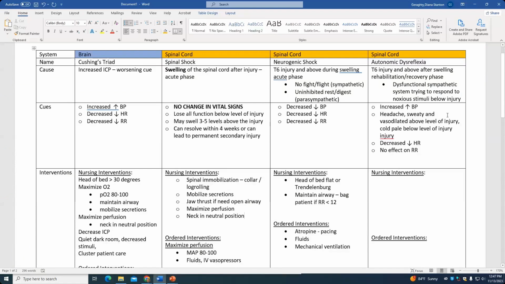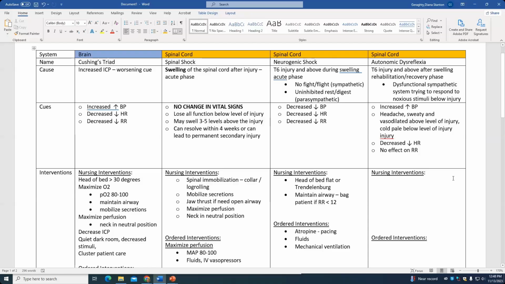Those are the biggest. So we're going to go back over to our grid, and I already filled this in during lunch. Increased blood pressure, headache, sweaty, and vasodilated above the injury, cold, pale, below the injury. And then they might have a decreased heart rate, and it doesn't affect the respiratory rate. So the big thing for autonomic dysreflexia is the increased blood pressure, headache, and sweaty, and red above the level of injury. So if they are a C6 patient, they are going to be sweaty, red, and vasodilated just in their face, and everything else will be cold and pale. That's just because there is a sympathetic response. It's just not a real good one, but it is constricting the blood vessels. You may or may not see the decreased heart rate.